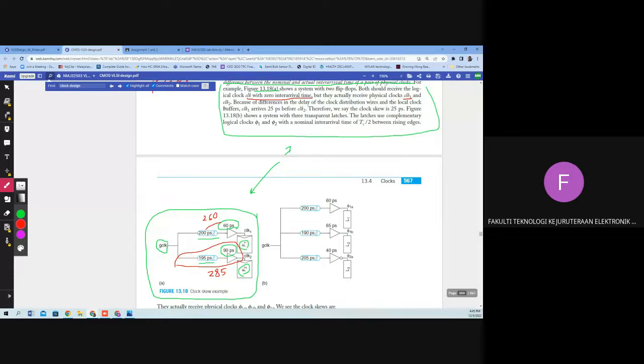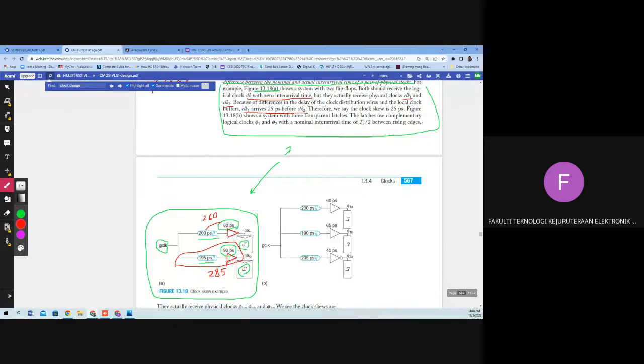Between clock number 1 and clock number 2, CLK2, there is skew because of the difference in the delay of the clock distribution wires. So you can see here the different delays of the clock distribution wires, and of the local clock buffers, 60, 160, 190. CLK1 arrived 25 picoseconds before CLK2.